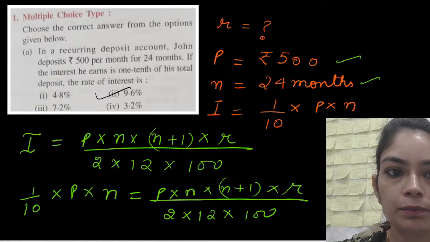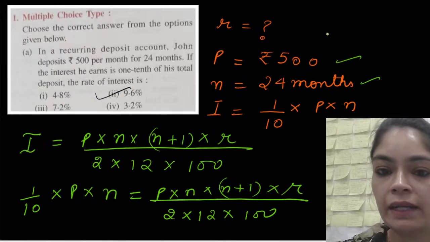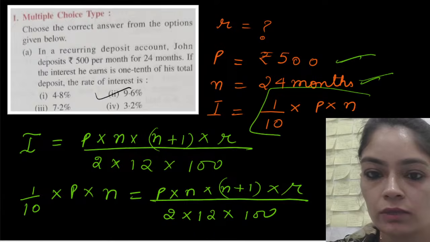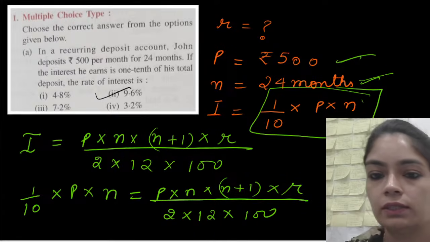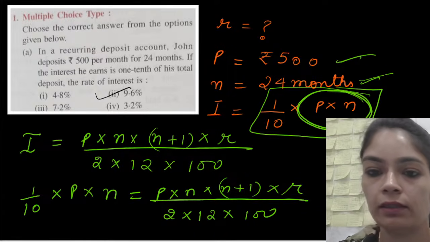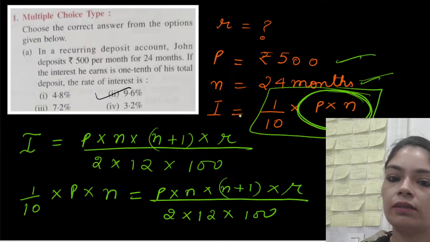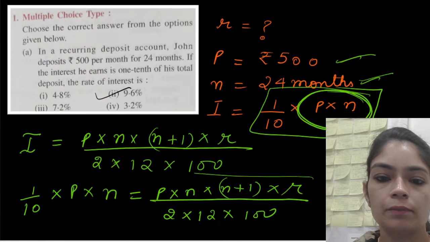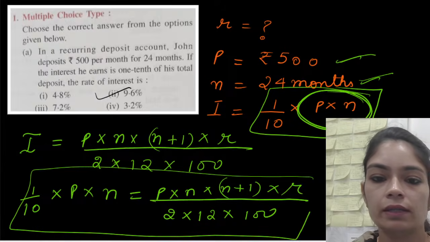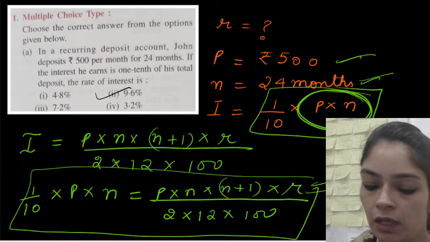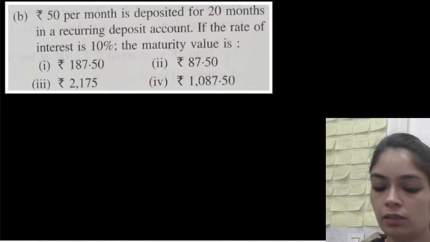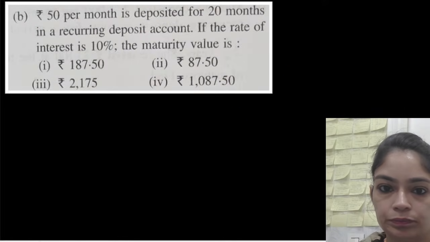Okay, so I'll just explain in this question what was given to us. Rate we had to find, principal was given to us, and time was given to us, and interest was given to us in this form, 1/10 of total deposit. See, total deposit we have to find like this, P into N. So since interest was given, we have to use the interest formula. We used the formula of interest and we just substituted everything and got the value of R. So let's do the next question. If anyone has any doubts, you can just post your doubts.